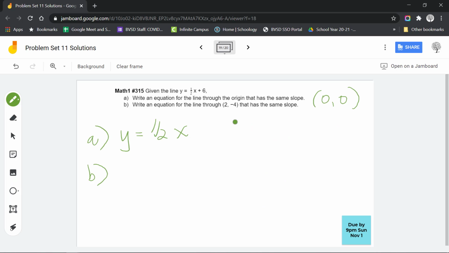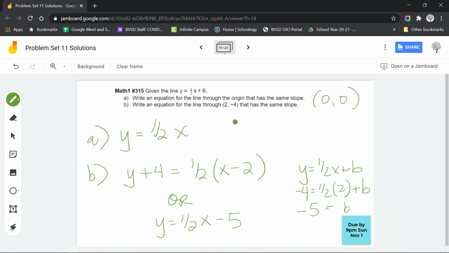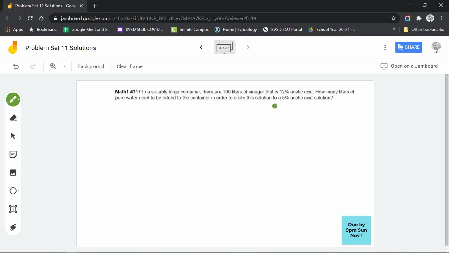And then for the next one, you can just use point-slope form, which I saw a lot of people do. Right? Just make sure you've got a plus 4 there, 1/2 x minus 5. This is a lot like the one that we looked at the very beginning of class. So I'm going to show two ways of doing this one.